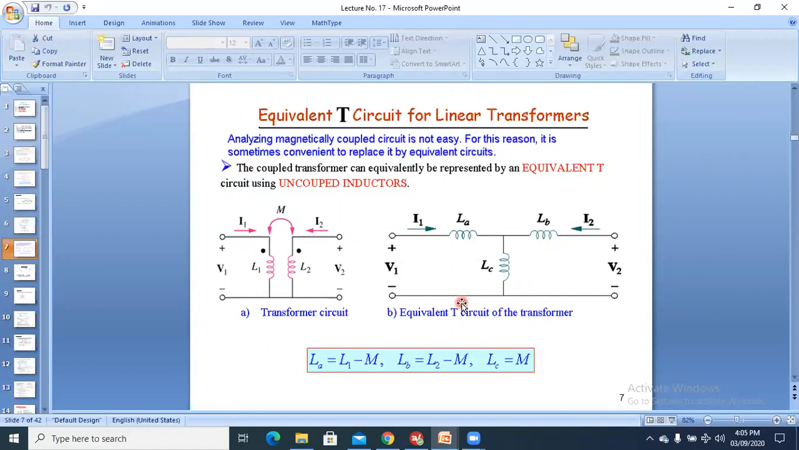This is helpful to solve the problem of a transformer circuit. So the transformer circuit can be replaced by a T circuit with this simple relationship.